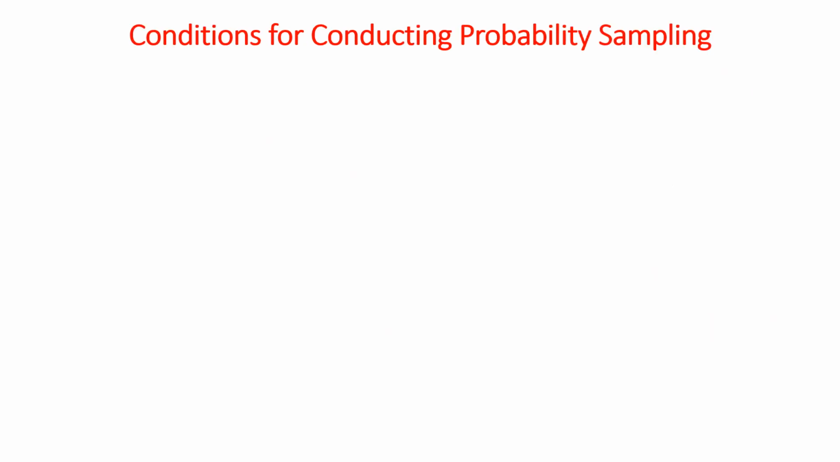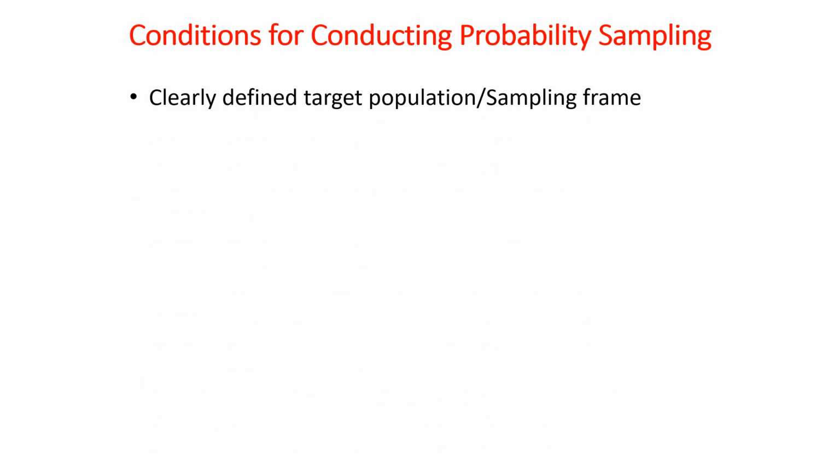Continuing to the conditions for conducting probability sampling, the following are the circumstances, or we can say the requirements, to use probability sampling. The first requirement is a clearly defined target population or sampling frame. The sampling frame or the target population should be clearly known and identified. If we have an identified target population or sampling frame, we can use probability sampling. The next requirement is random selection.